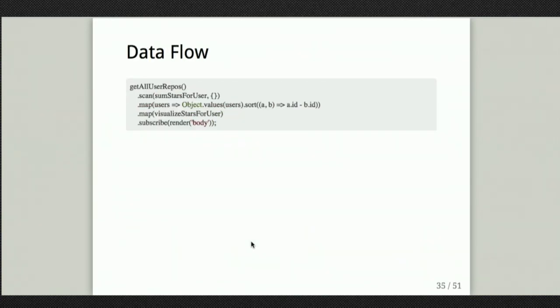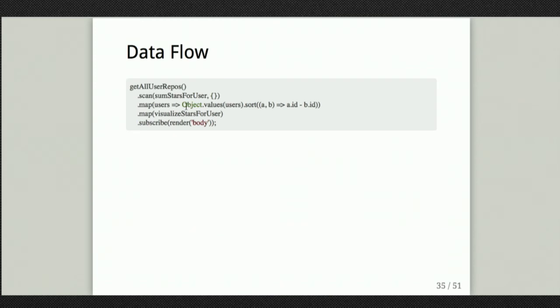And so this is kind of the first thing that we've seen where we've got a bit of data flow that's going through several things and ending up at some final destination. So this is the function we just made. Then we're going to run that through a scan operation, and that's going to sum all of the stars for a given user. So it's going to grab all of the repositories for that user, and it's going to sum all of the stars across all of that user's repositories.